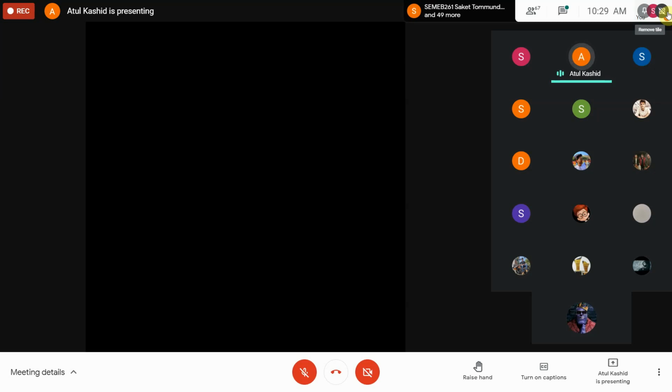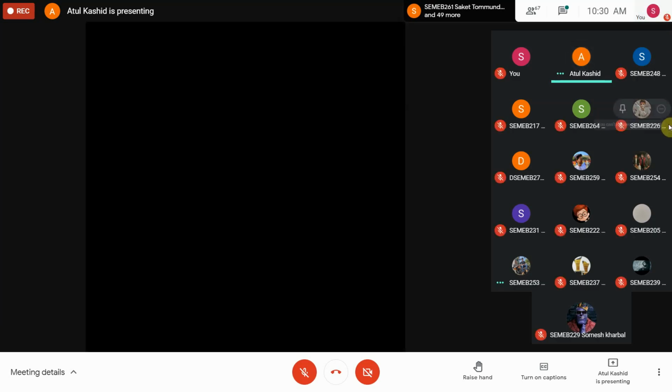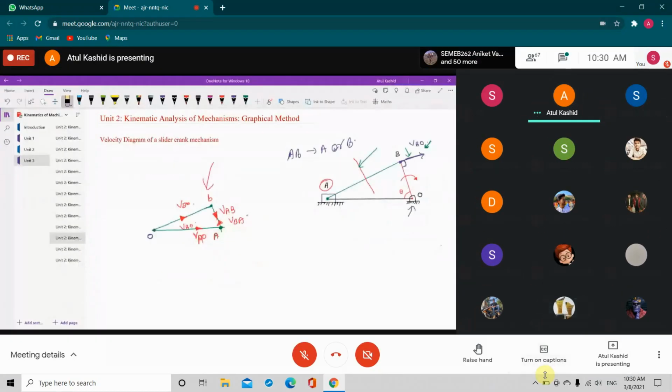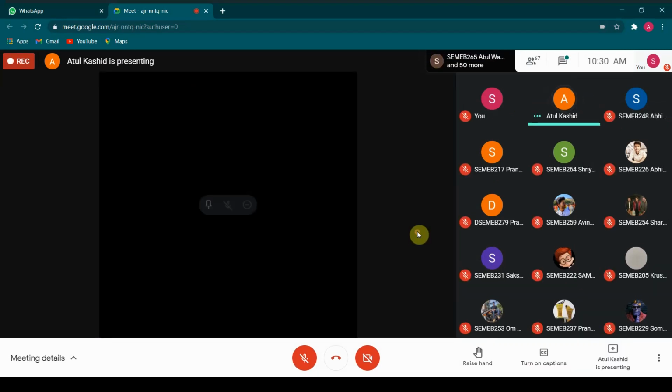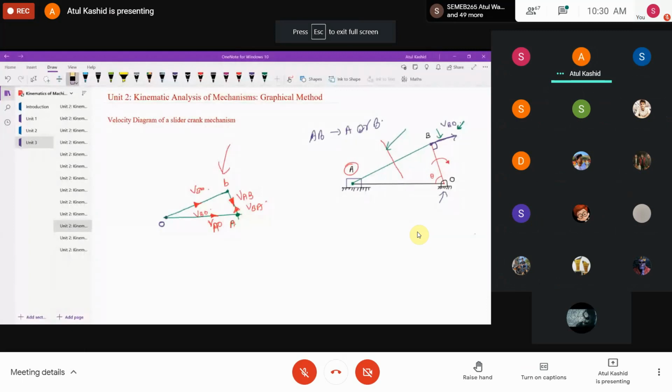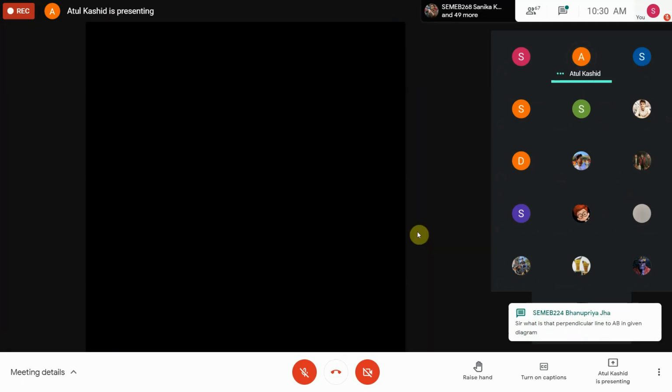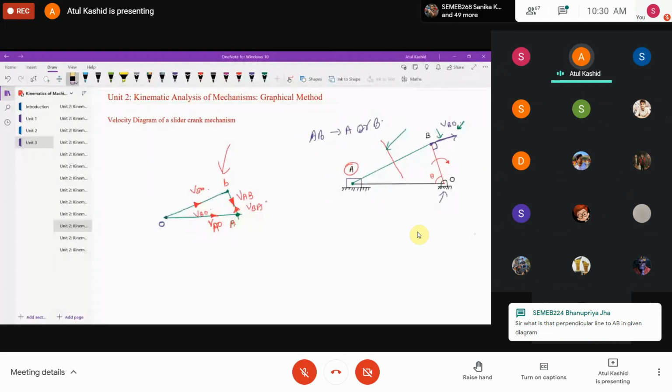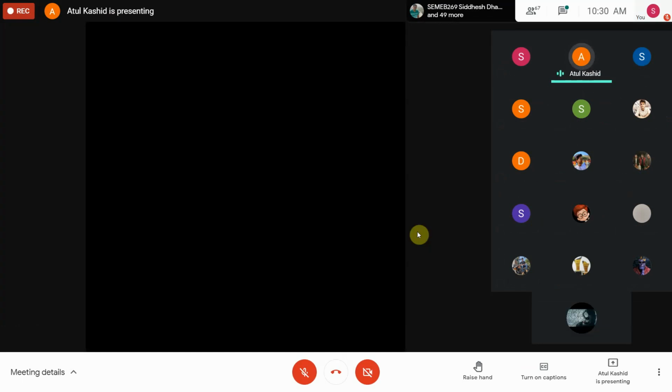Yogesh Awad is saying, sir, why do we change the position of the point? We have not changed the position of S, Yogesh. We are not deciding the position, right? Where we get the intersection point, that is the position of that point.